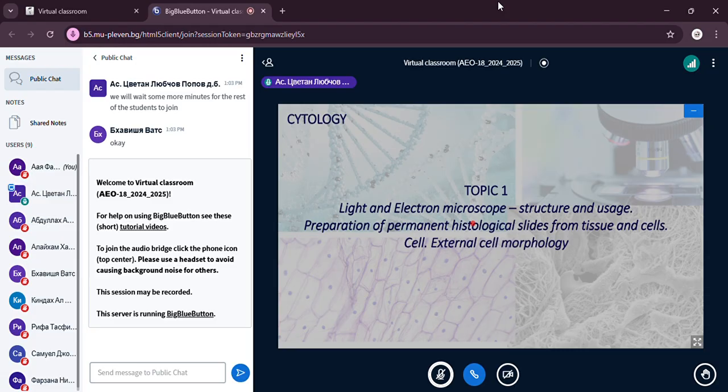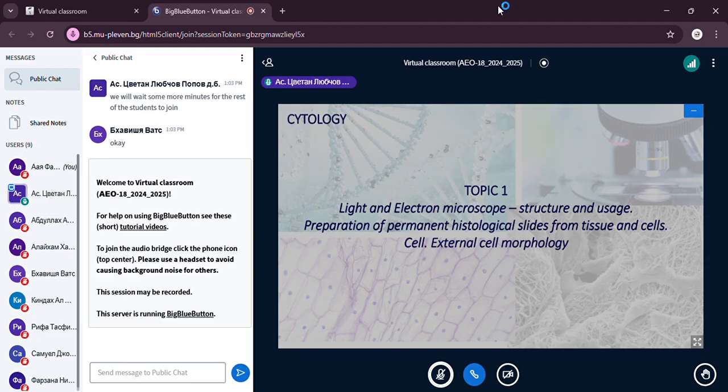Today, we're going to do the first topic from the last week, the one which we missed. Starting with microscopes, we're going to talk a little bit about different microscopes. We're also going to talk about how to prepare permanent histological slides. What are cells, what are tissues, and we're going to talk about external cell morphology.